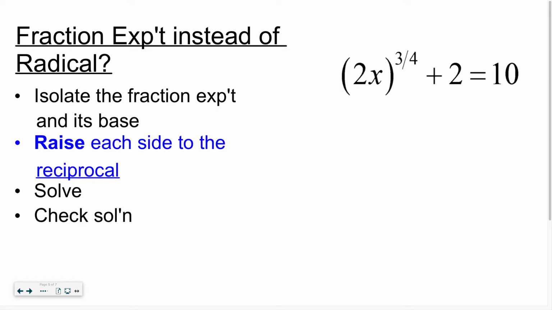The one thing that's different is here in blue. If you leave it in rational exponent form, if you don't change it to a radical, then all you have to do is raise both sides to the reciprocal. Because then you'll be invoking your power of a power property that we did back in section 5.2. Power of a power says just multiply your exponents together. If you multiply two reciprocals, you get an exponent of 1, so you'd be canceling them out. And then you should solve and, of course, check your solutions.